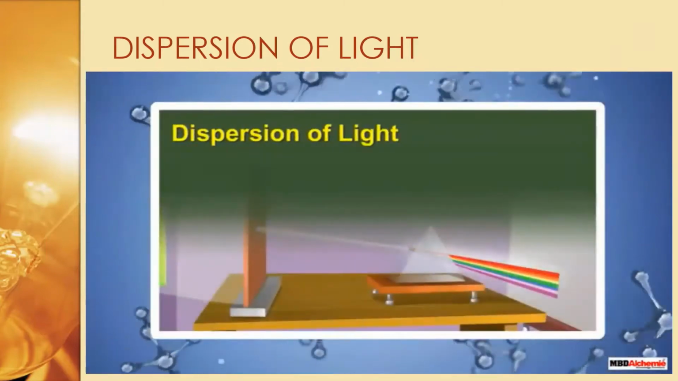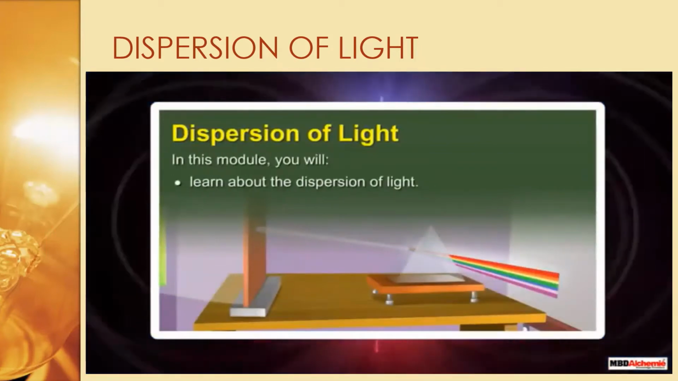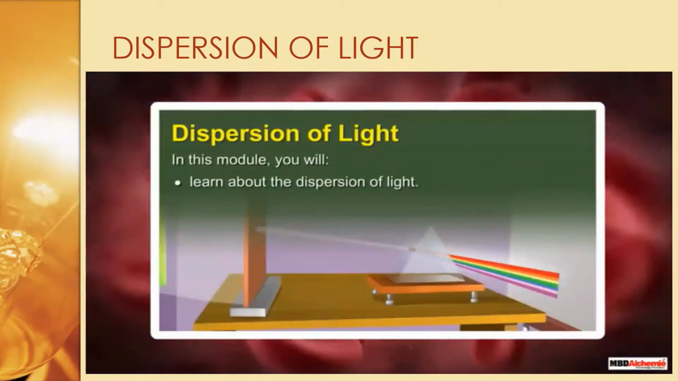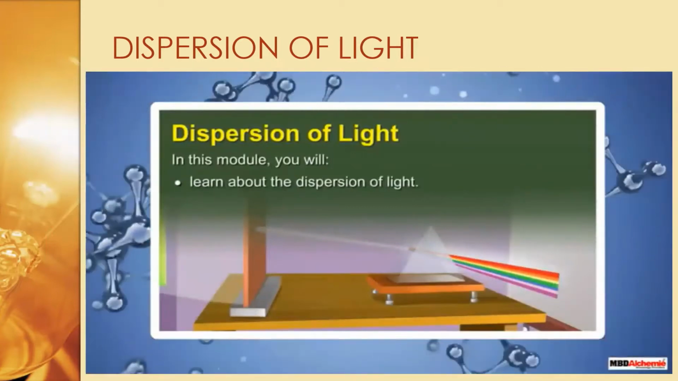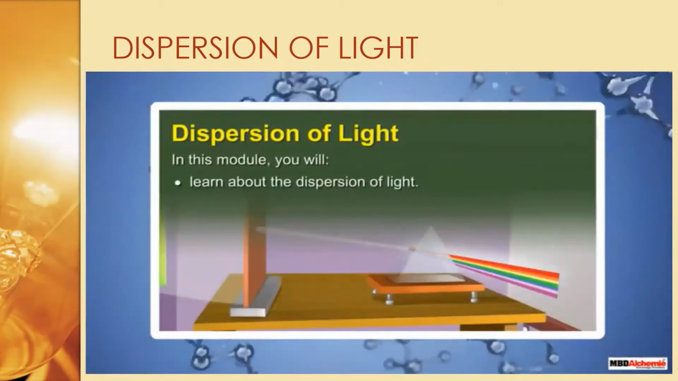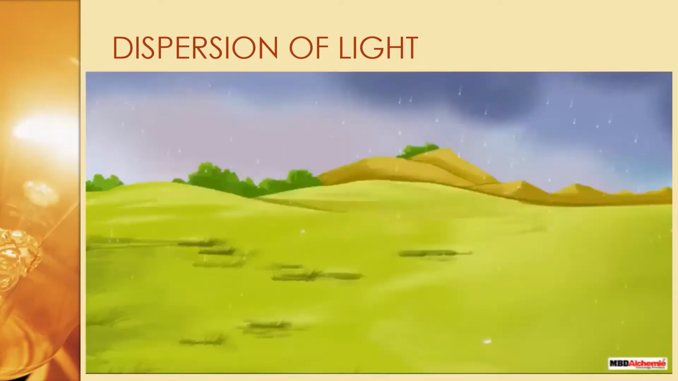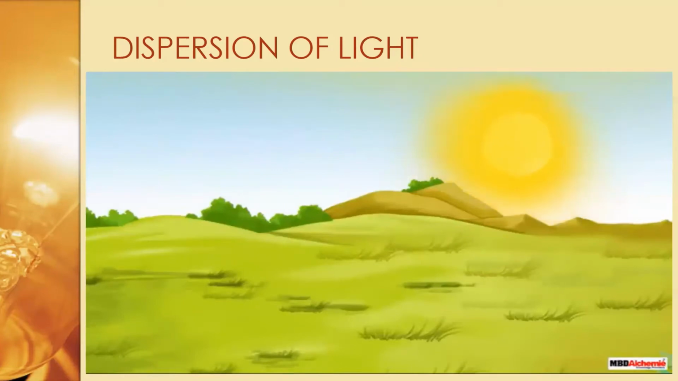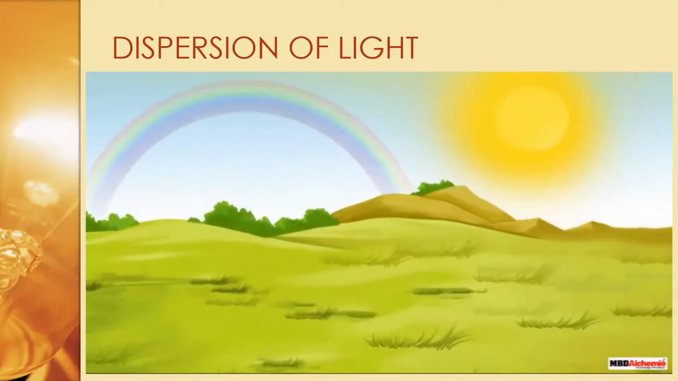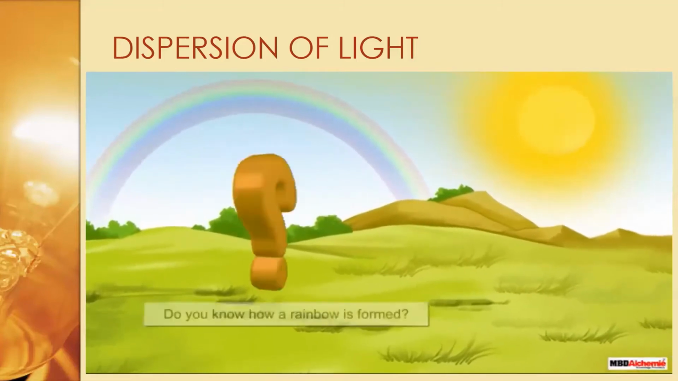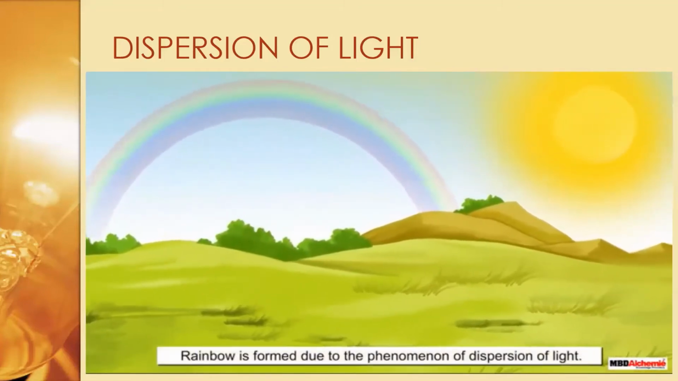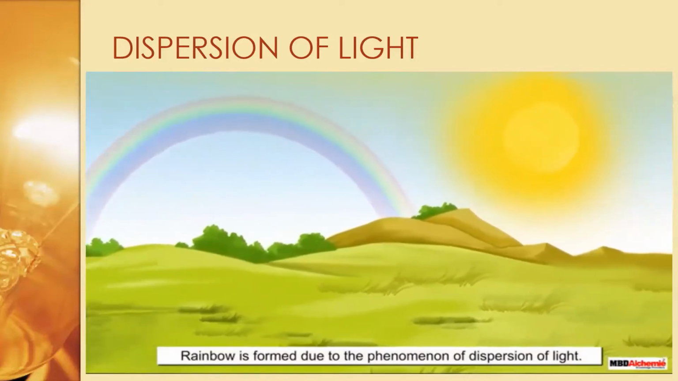Dispersion of light. In this module, you will learn about the dispersion of light. Sometimes after the rain, we see a rainbow in the sky. It looks spectacular, doesn't it? Do you know how a rainbow is formed? A rainbow is formed due to the phenomenon of dispersion of light.